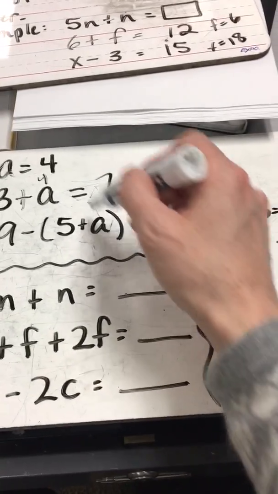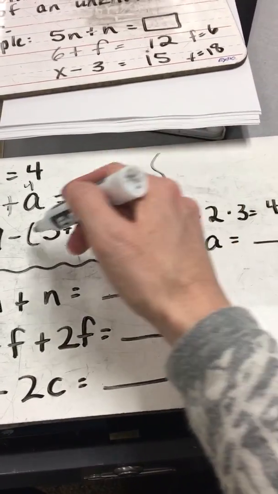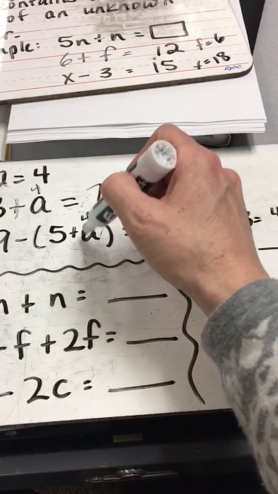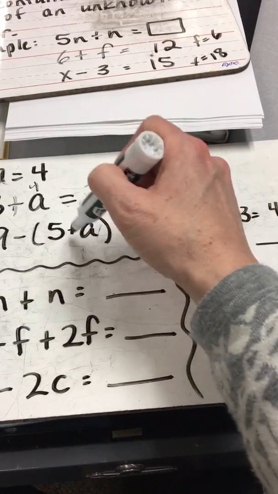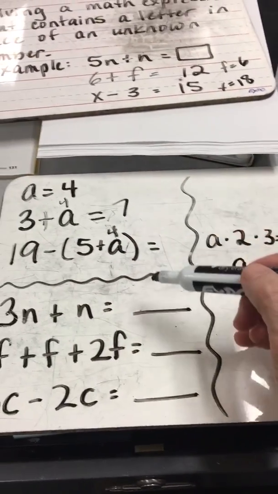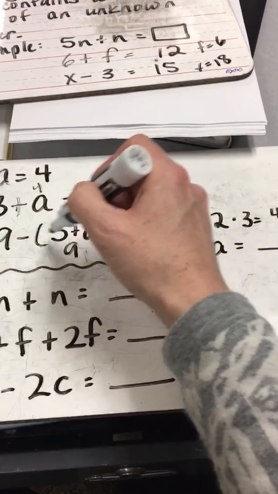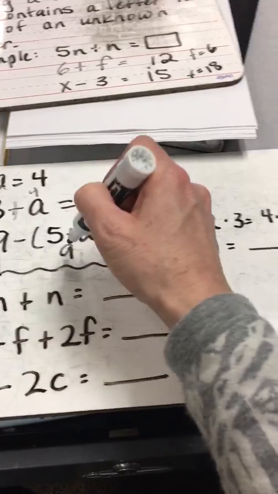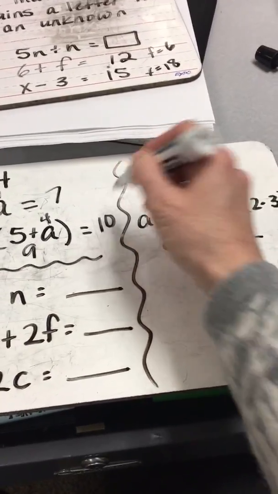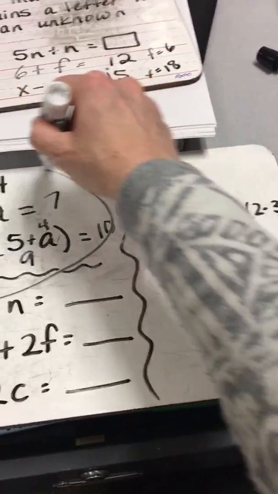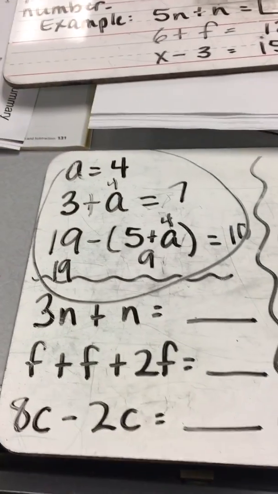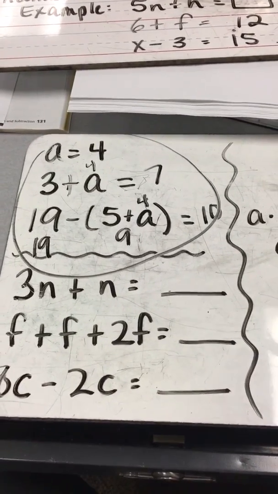Likewise, if A has the value of 4 and you have 19 minus (5 plus A), that means 5 plus 4. We do what's in parentheses first, so 5 plus 4 is 9. Then you go back, and 19 minus 9 equals 10. So when you know what the value of a letter is, you can solve those expressions.